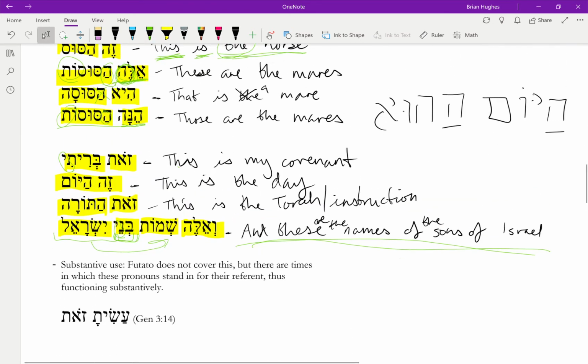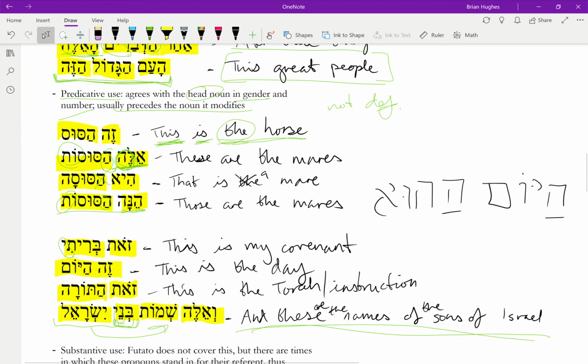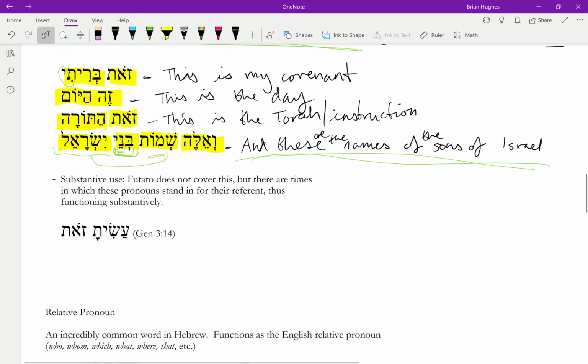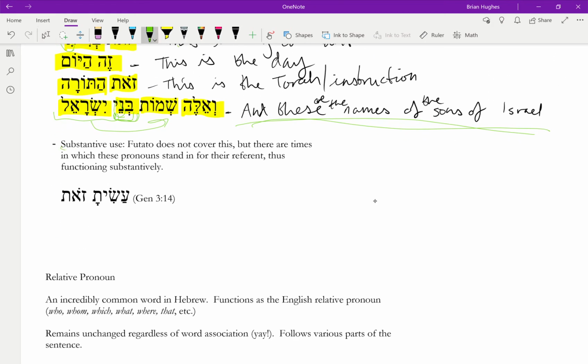All right, so we've had an attributive use that agrees in gender, number, and definiteness and follows the noun. We have a predicative use, which agrees in gender and number and precedes the noun. It's going to make a sentence, a phrase that would be a clause. It'll include a verb. There's also a substantive use that is not super common. Futato doesn't cover it, but there are times in which the pronouns stand in for their referent, thus functioning substantively.